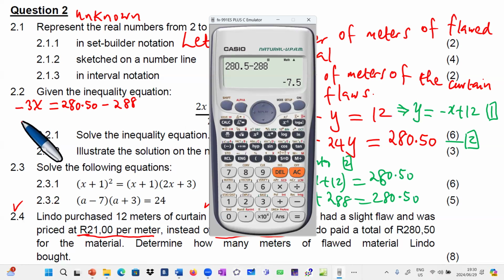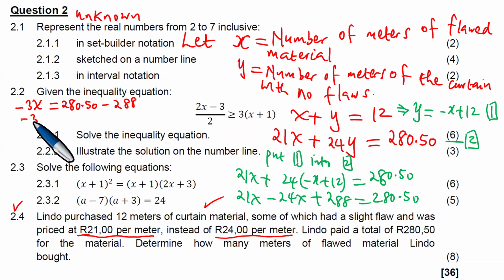So which means it is minus 3x equals minus 7.5. And then we must solve for x here. To solve for x, which means x is minus 7.5 divided by minus 3. Which means x is equal to what?